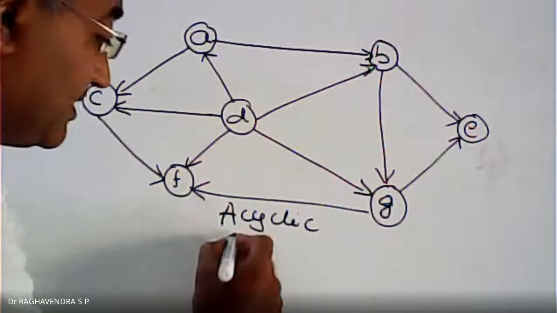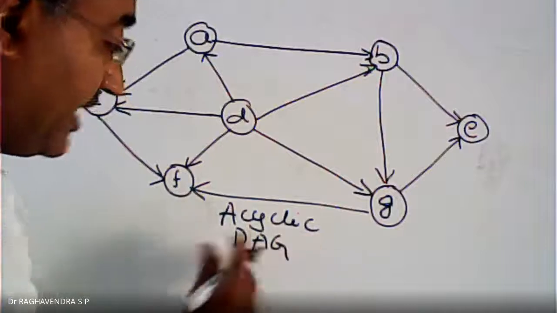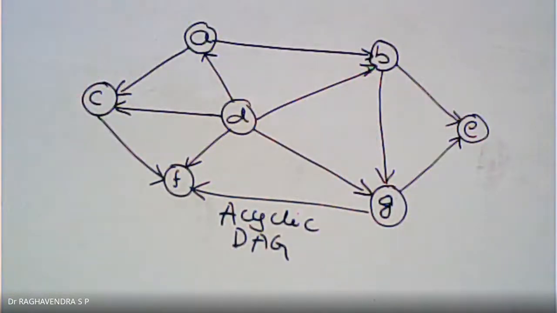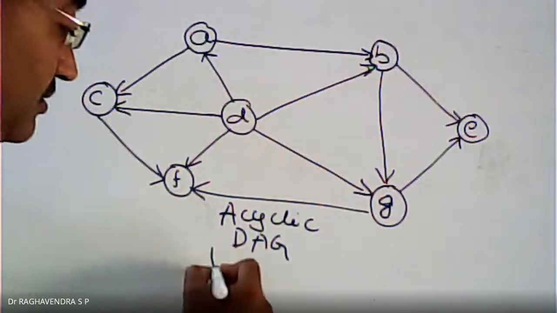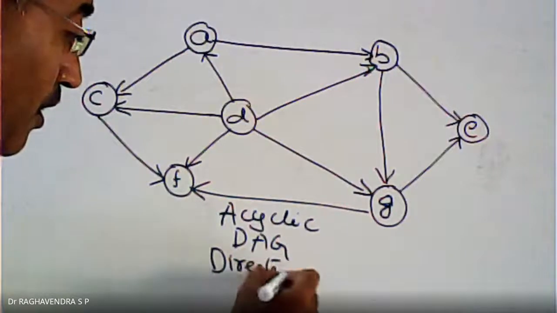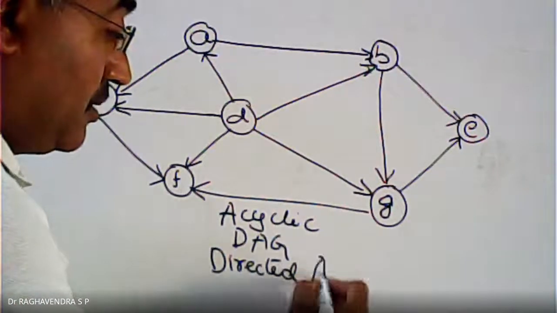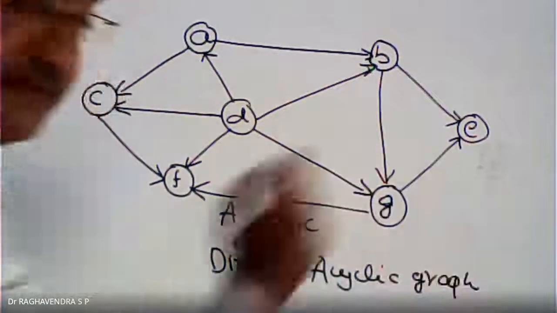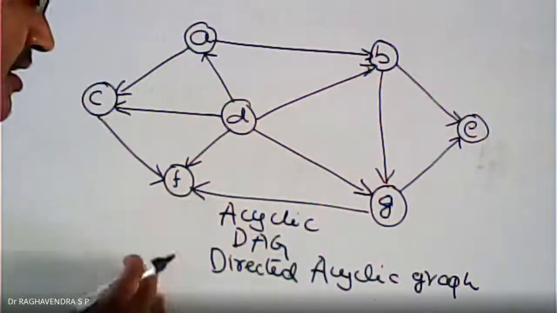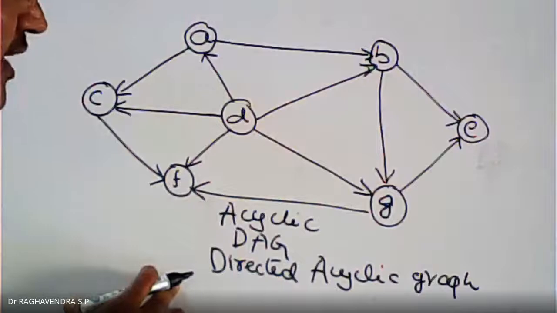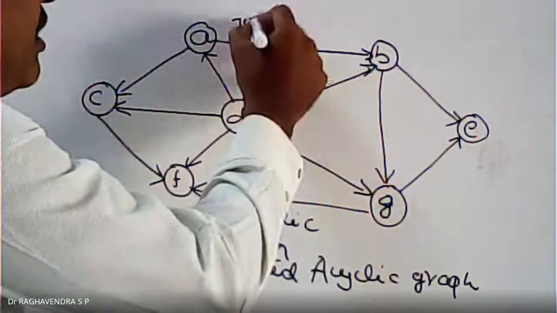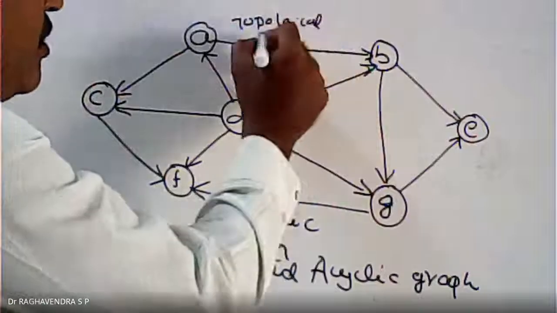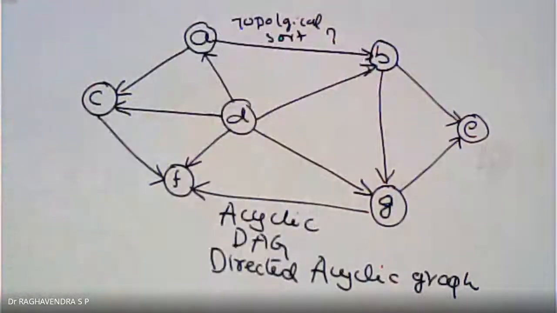It is also called a DAG, a directed acyclic graph. And we can apply the DFS method in order to find the topological sort. So that we will do in the next class. Okay, fine.